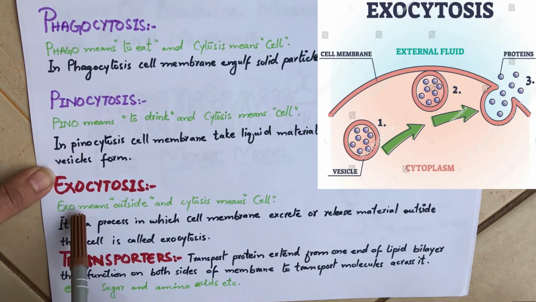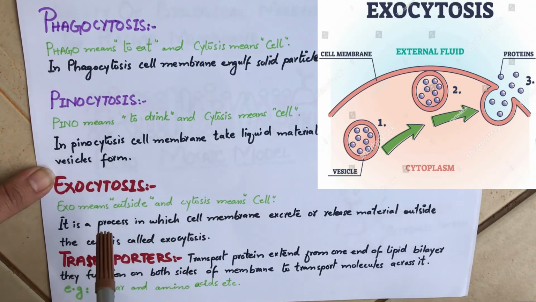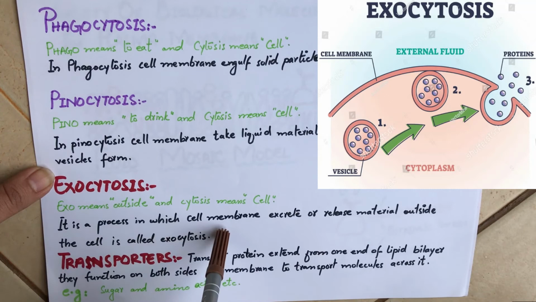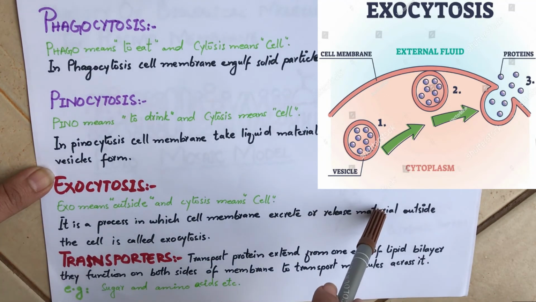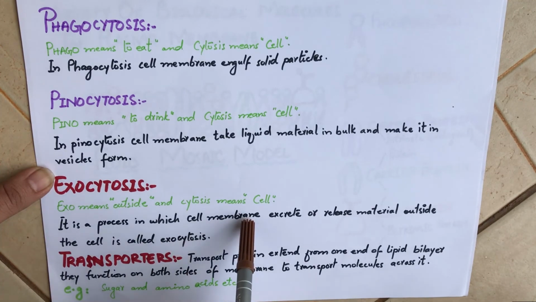Exocytosis, exo means outside and cytosis means cell. It is a process in which the cell membrane excretes or releases material outside the cell, and it is called exocytosis.